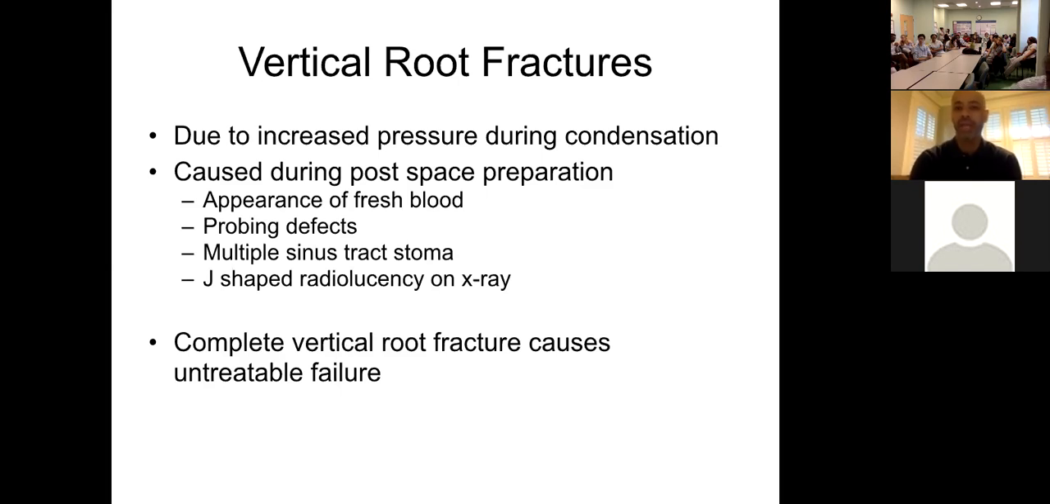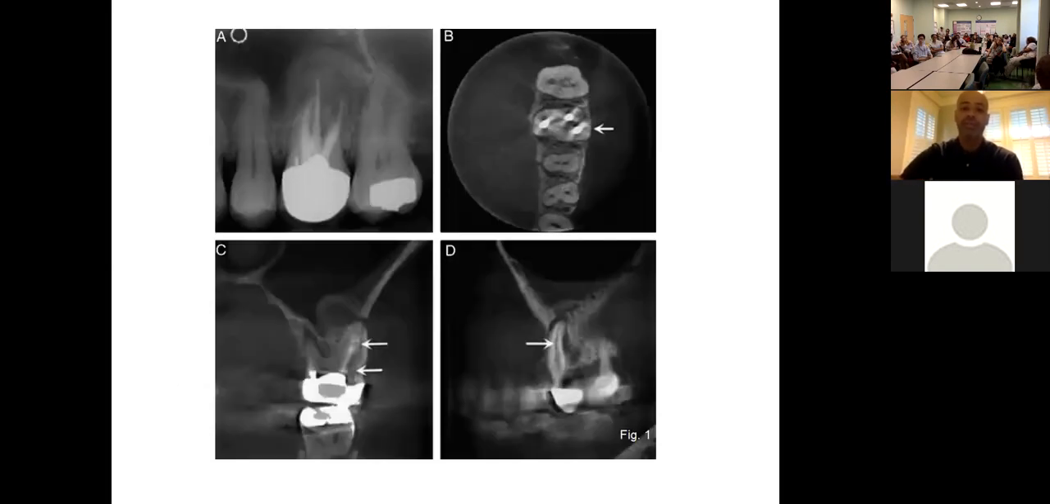When you're looking at this tooth, look for probing defects all around the tooth. On your x-ray, look for a J-shaped lesion preoperatively, or if they have multiple stomas, most likely they have a root fracture. All right. Here's a good CT scan picture of these teeth showing this upper molar right here. You see on the sagittal and axial views that root fracture going there, and I put those arrows there for you also to show you what's going on. This tooth has a poor prognosis in my opinion, and most likely is going to have to be pulled.